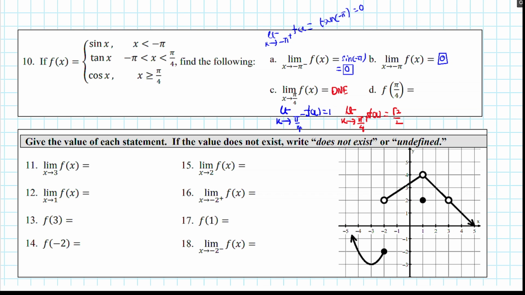And finally we have f of pi over 4. You know the function is defined as cos x at x equal to pi over 4 or greater than pi over 4. That means f of pi over 4 is cos pi over 4. So that is equal to root 2 over 2.